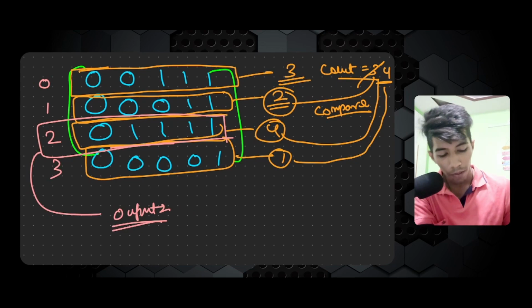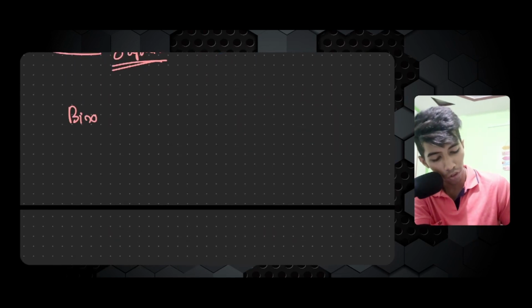Okay. So now how will we be doing this? How does the code look like? First of all, we have to write our traditional binary search code.